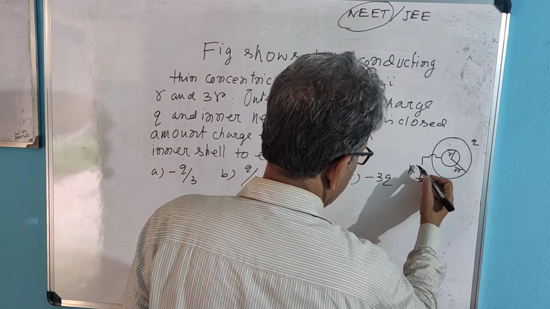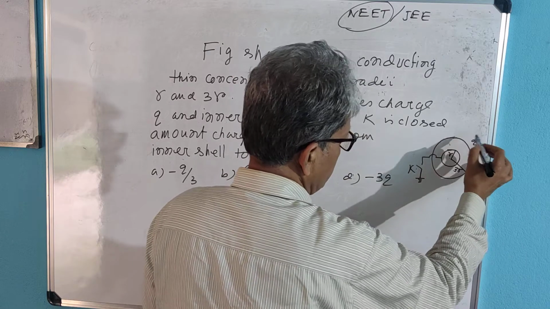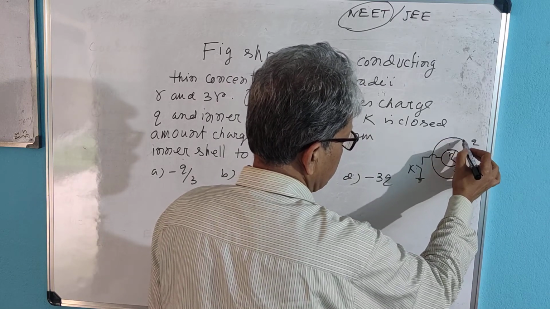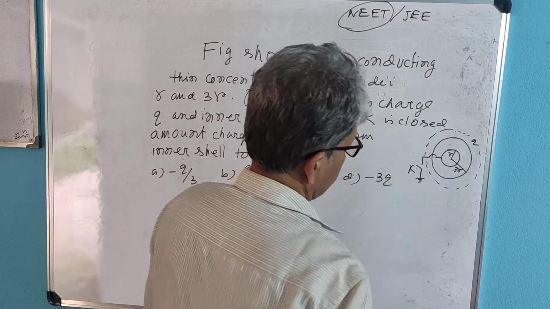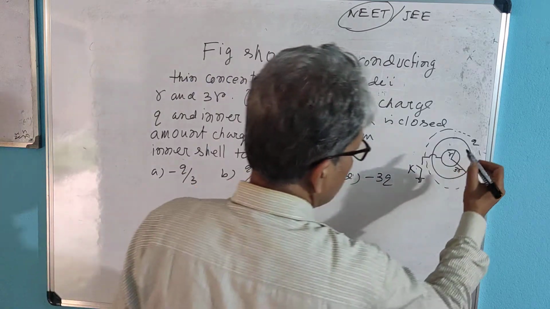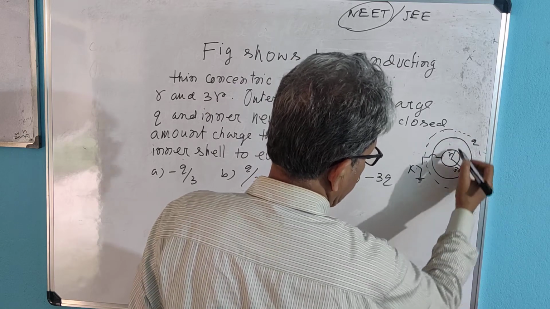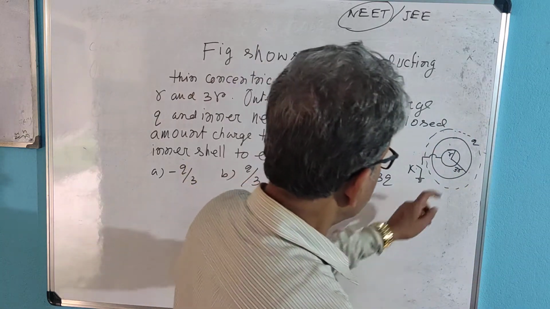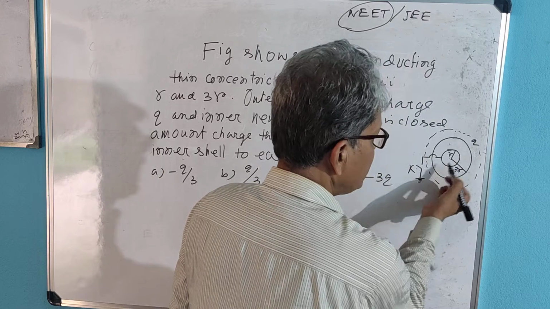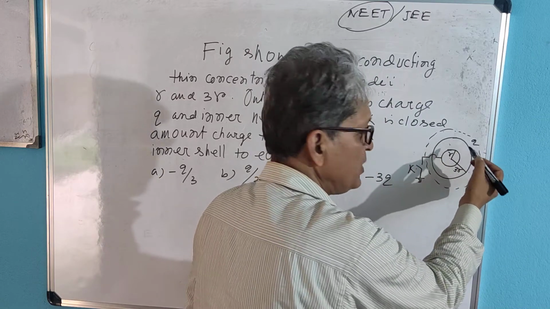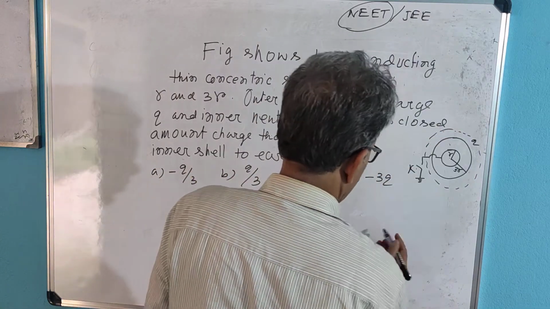See, when K is open, there will be no charge on the inner shell, because if you apply Gauss's law and consider it as a Gaussian surface, all the flux will go out and reach the earth. But when I close K, the inner shell is also part of earth, and some flux will reach here. So it will also be charged.